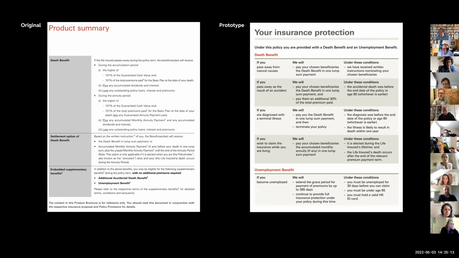So if you look at ours on the right, we've made it task orientated. We've brought it back to match the customer's behavior. In this instance, they want to be able to look at this and go, oh, how does the death benefit work? Oh, if I pass away from natural causes, this happens. If I pass away as a result of an accident, this happens. If I'm diagnosed with a terminal illness, hey, great, they'll pay it out. But under these conditions, I need to be able to die within a year. Okay, great, in order to get this. So it spells it all out, but it does it in a task-orientated visual format.